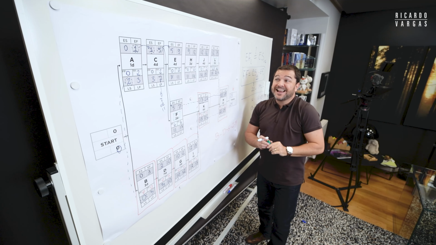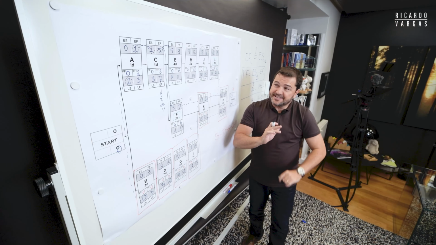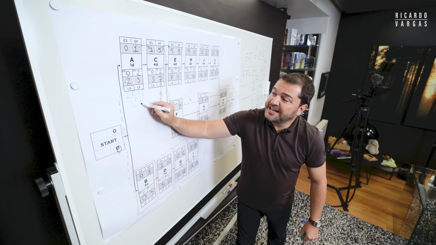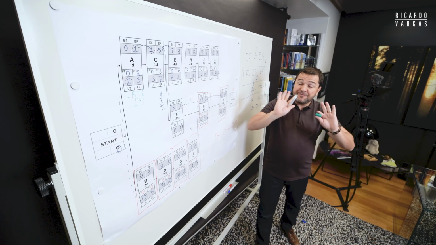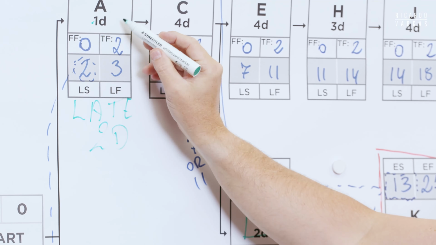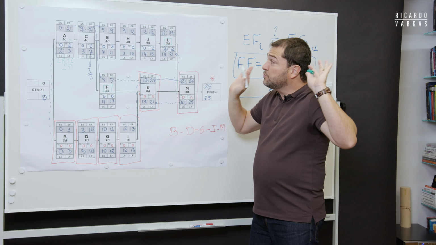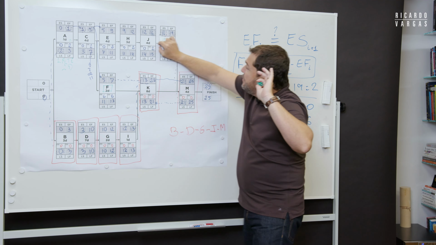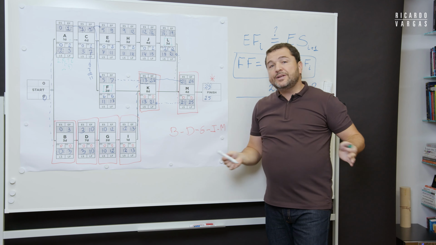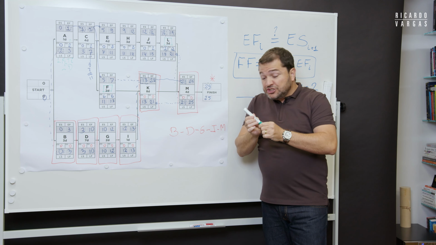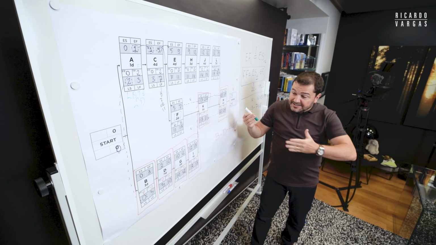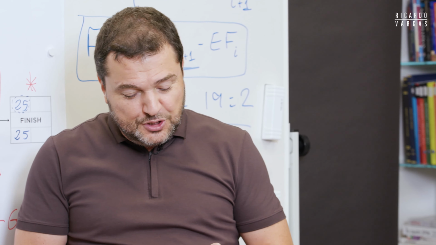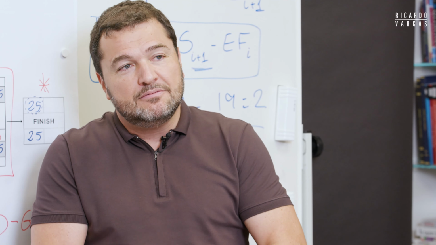However, remember, if A, for any reason, is late by 2 days, what happens? What happens if A, instead of 1 day, becomes 3? Okay, just to speculate, what will happen? It will eat the float and suddenly everything here will become critical. This is why the critical path changes all the time. When you start executing, things are becoming more critical. This is why we always say that usually at the end of a project, everything is critical.